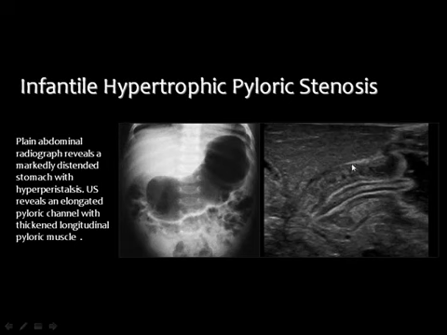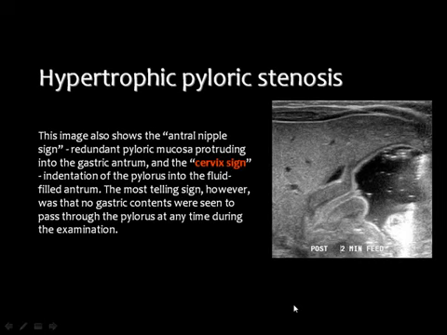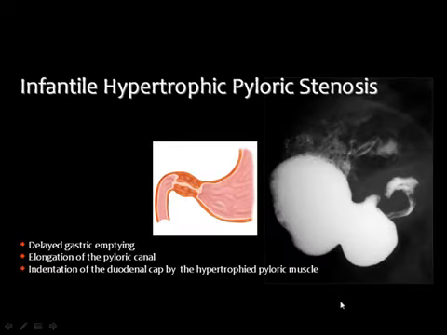You can see the pyloric canal with marked thickening and the elongation of the pyloric canal as seen by this ultrasound. Then this is another example where this is the pyloric canal, and this is the gastric pylorus, and you see this is the canal, where the muscles are hypertrophied and the canal is markedly elongated.